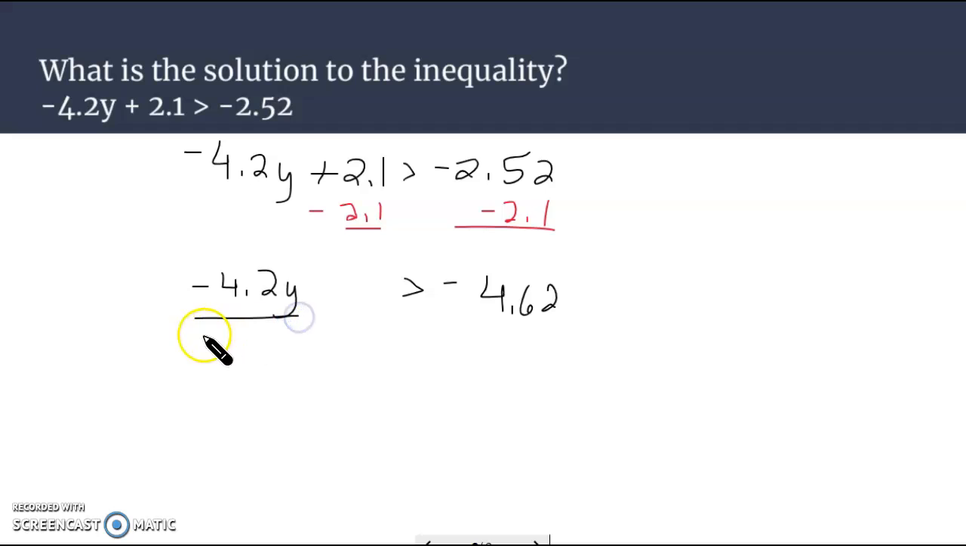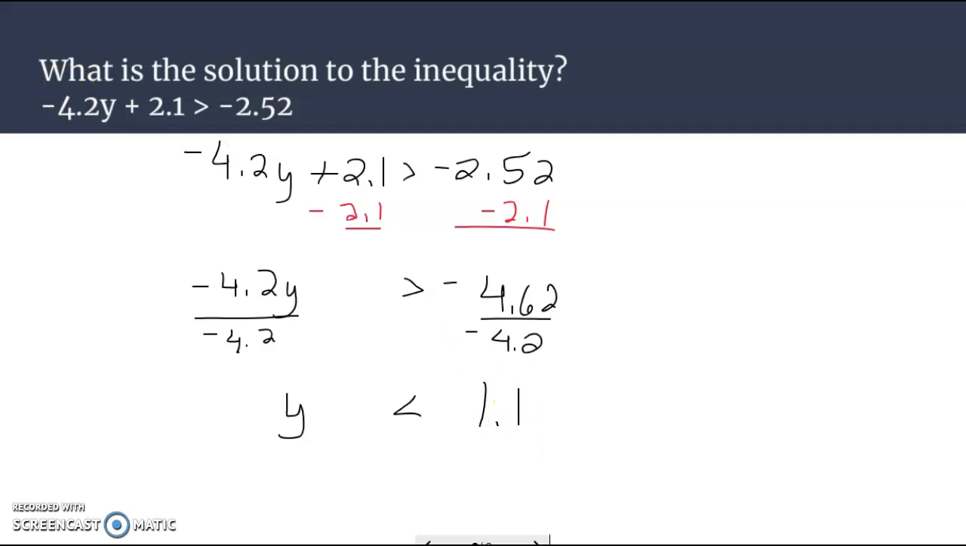One more step, get rid of the negative 4.2 by dividing it on both sides. Now notice it's a negative 4.2. And I almost forgot to switch. Since I divided by a negative, that greater than symbol needs to change to a less than symbol. And then I'm just going to use a calculator to divide. 4.62 divided by 4.2, looks like we're left with a positive 1.1.